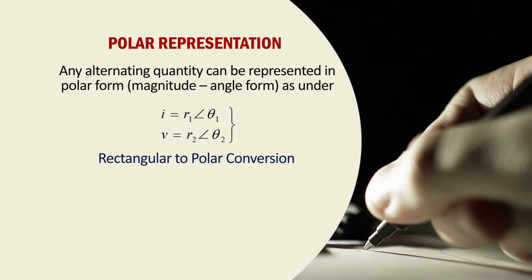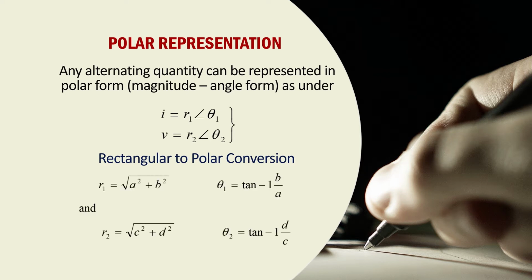So suppose you have to convert rectangular to polar representation. What is R1? R1 is nothing but the square root of A square plus B square. This current I can be written as A plus jB, then this rectangular form can be converted into polar form, that is R1 equal to square root of A square plus B square. Now we have to understand what is this angle theta 1, because we are representing current I is equal to R1 angle theta 1. So theta 1 is nothing but tan inverse B upon A.